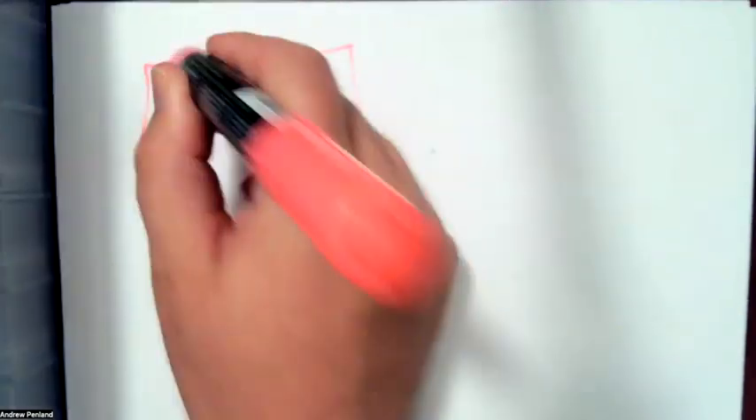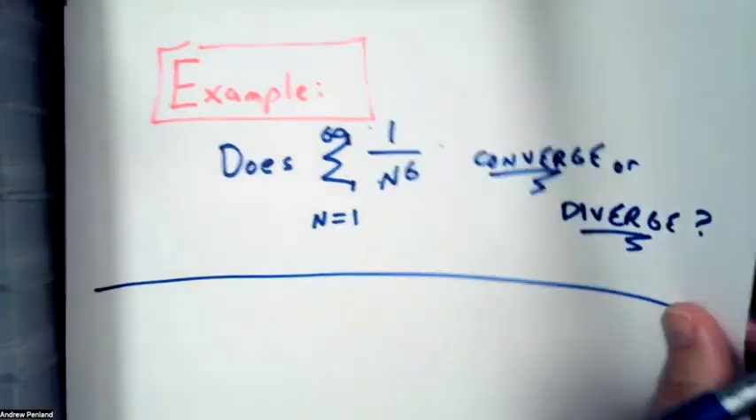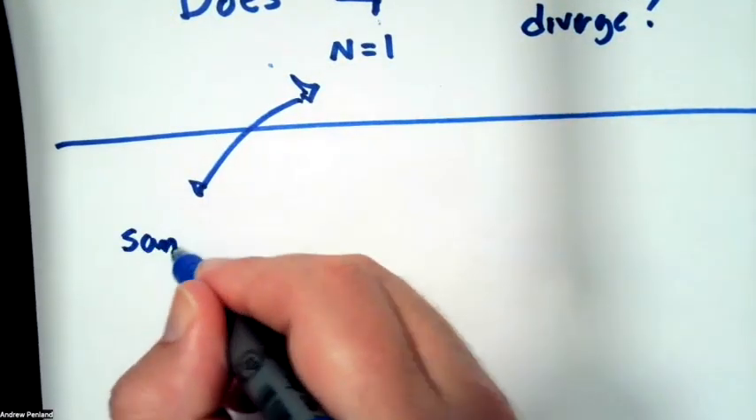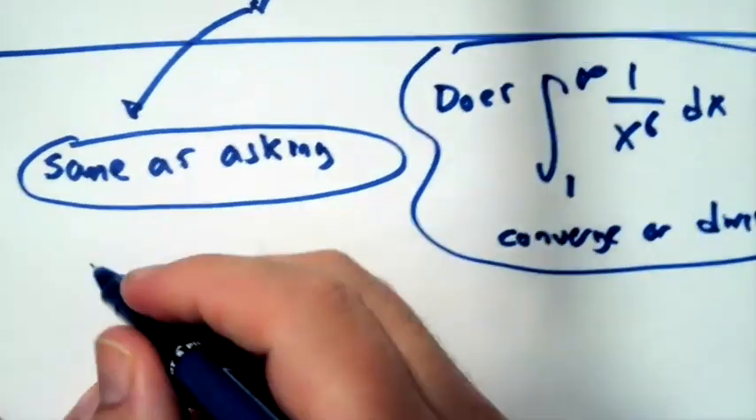Here's another example. Does the sum from 1 to infinity of 1 over n to the sixth converge or diverge? The integral test tells us that this is the same thing as asking whether the integral from 1 to infinity of 1 over x to the sixth converges or diverges.